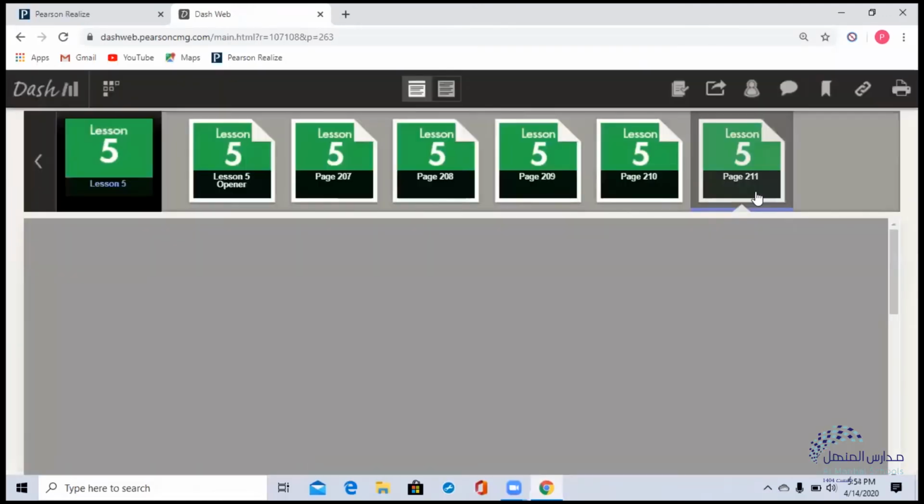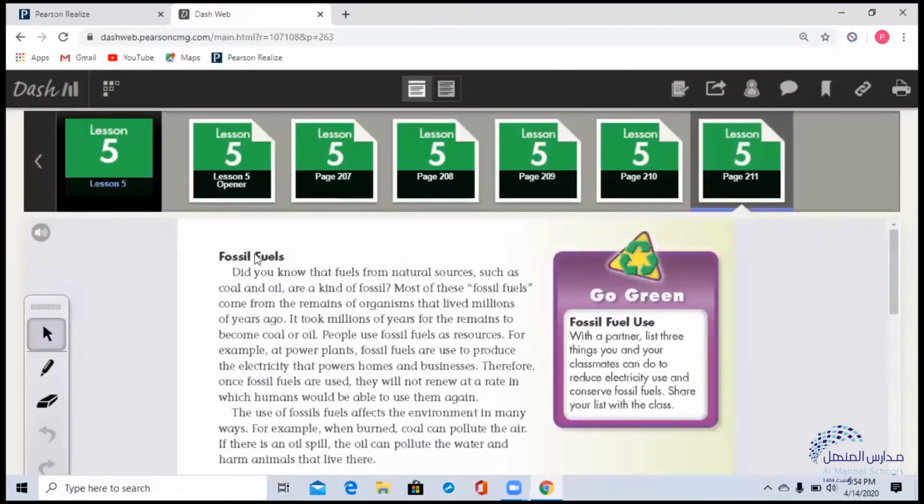On page number 211, fossil fuels. We know that fossil fuels are fuels that we burn to power our homes and our vehicles. So fossil fuels are called fossils because it takes millions of years to make.